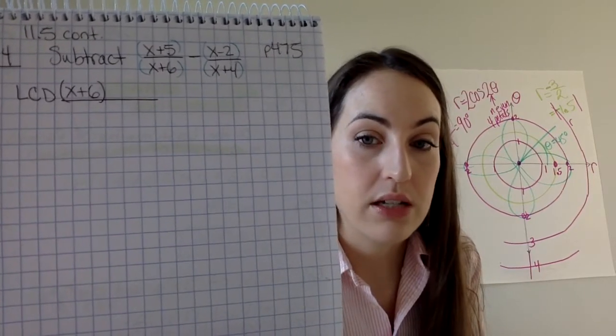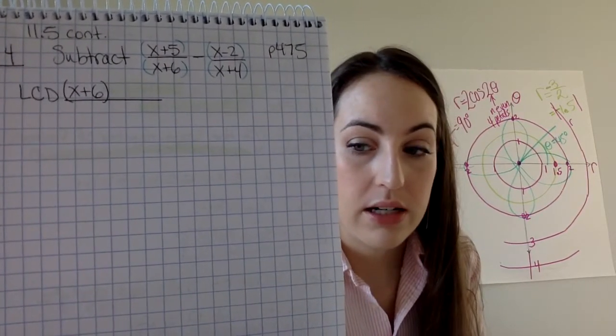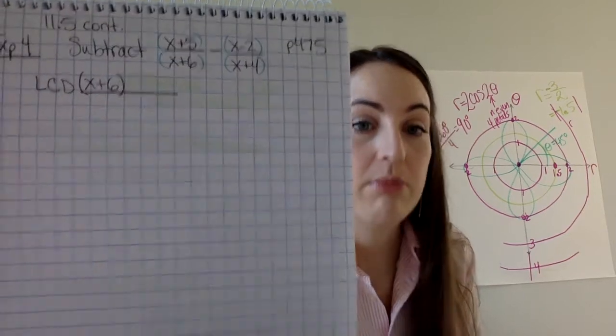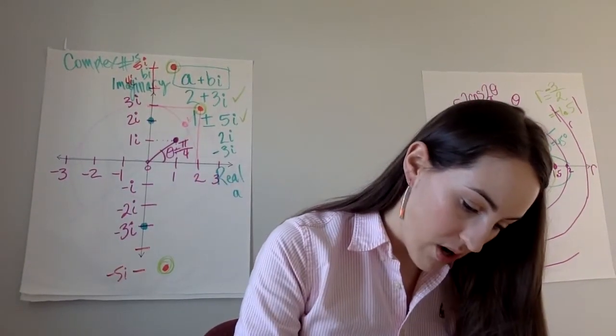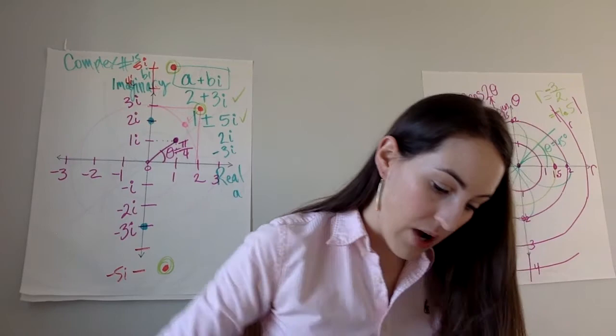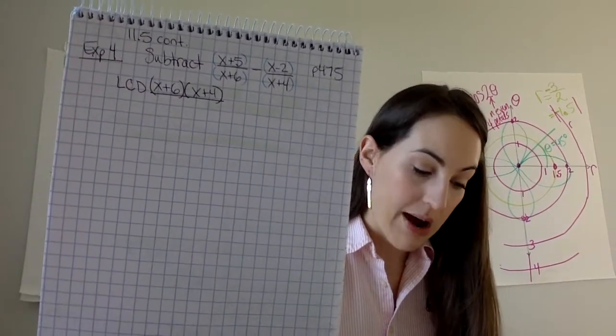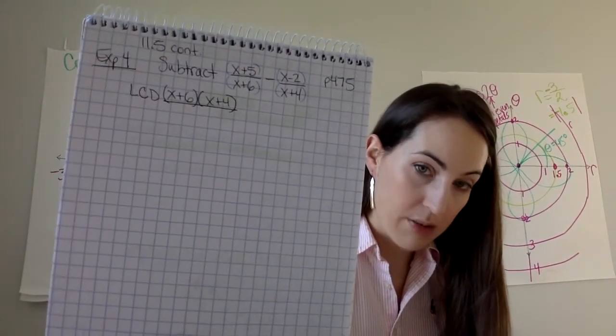And now I also need an x plus 4, because the other denominator has that one, but not the first one, so I have to include it once. Okay, and that is my least common denominator there. That's my least common denominator.